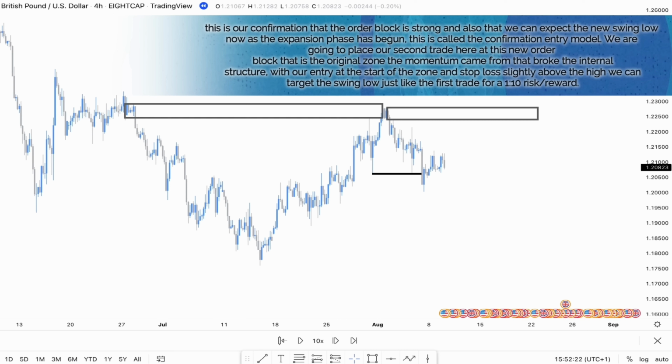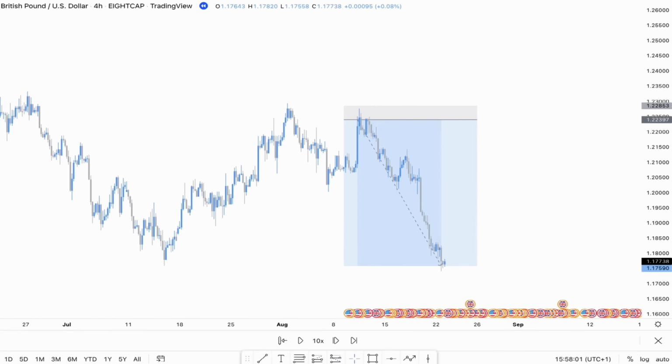With our entry at the start of the zone and stop loss slightly above the high, we can target the swing low just like the first trade for a 1 to 10 risk to reward. You can see here just how accurately this order block holds. And as price goes on all the way to hit our take profits, this is confirmation that order blocks are this powerful. This is not some made up stuff like support and resistance, it's actually predictable.